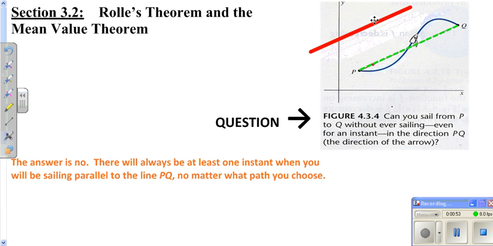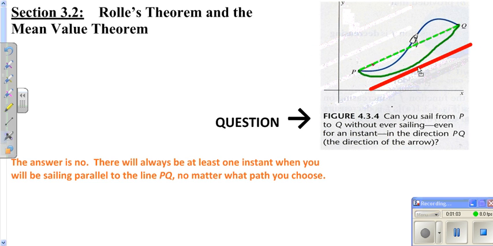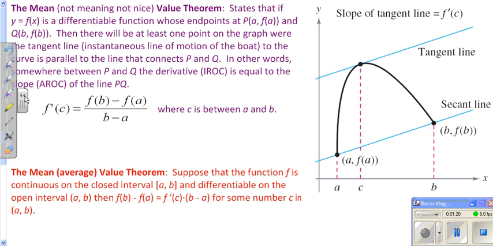Now, do you have to have two? No, it is possible you could have been going from here and then come up here, and then in that case, there would only be one right here where you were sailing in the same direction. So at some point when you're going from P to Q, you have to be sailing in the same direction of the straight line distance or direction. That's for the most part what the mean value theorem is saying.